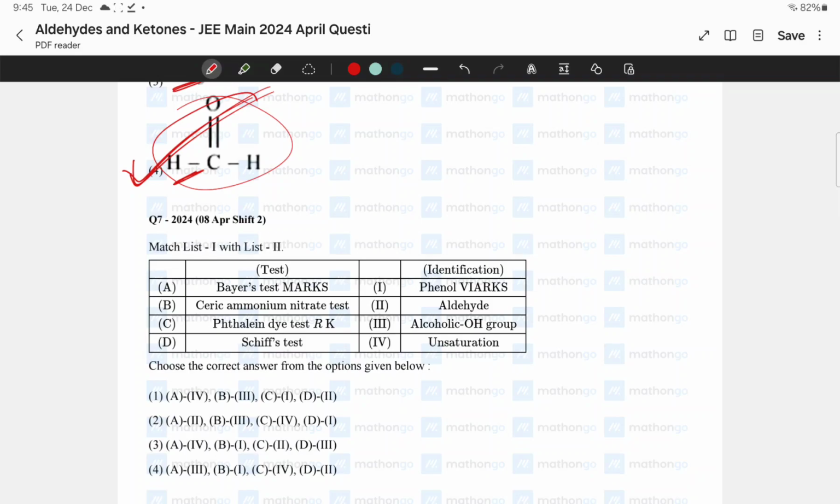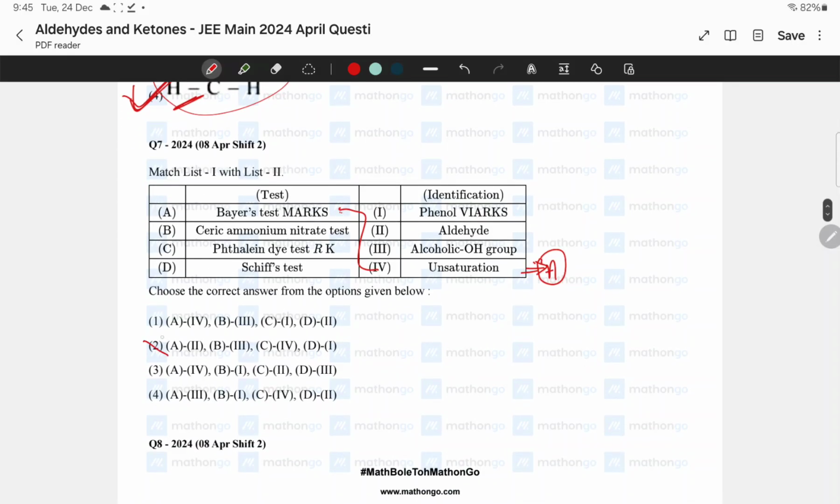A brown precipitate will be precipitated in the following test. You remember that? Yes, so that is Baeyer's test. It is used for the test of unsaturation. So A4. So we'll check which options have A4. So 2 is wrong and 4 is also wrong.